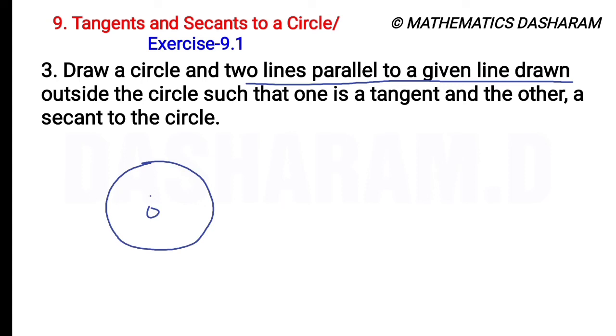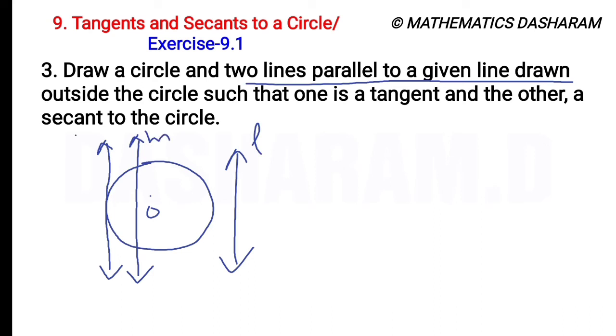So now draw the given line. The given line we can draw outside of a circle, or inside of a circle, anywhere. So I am drawing it outside of the circle. For this circle, draw two parallel lines. In that, one is tangent, another one is secant. See, both are parallel to the given line.